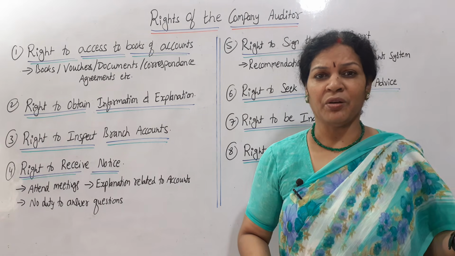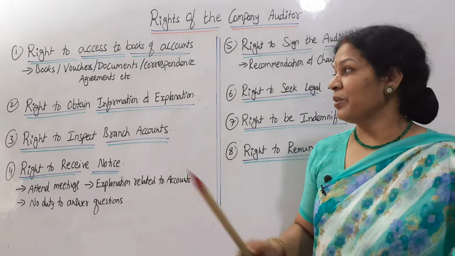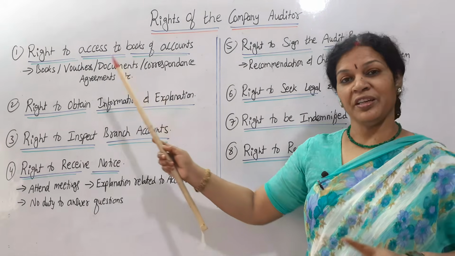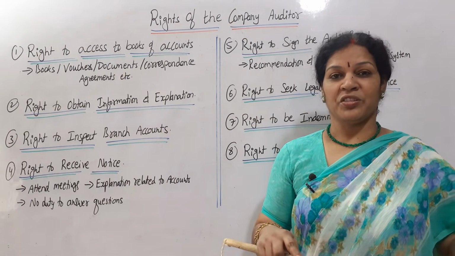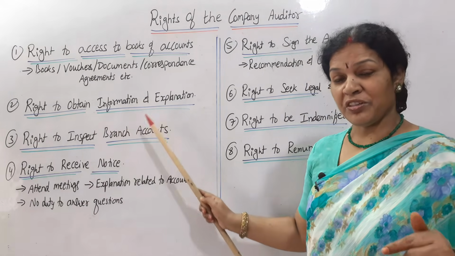If there is no information, how can he go for auditing? Not possible. That is why the right to get information. Second one is the right to obtain information and explanation. Here he has got all the accounts information.